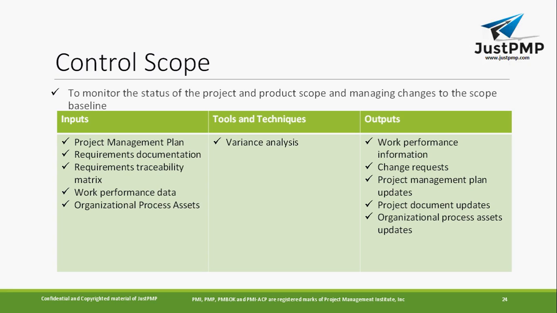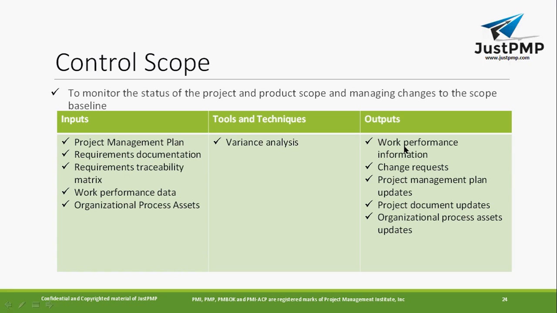So here you are going to monitor the status of the project. You're going to see the state of the project, how things are going on. You're going to look at the product scope and manage the changes to the scope baseline. So that's basically more on the monitoring part. Okay. So what you need here is a project management plan, project requirement documentation, requirement traceability matrix, work performance data, and organization process assets. Okay. So why do you need work performance data? Because this is a monitoring and control process, right? So work performance data is your input, and the output will be work performance information.